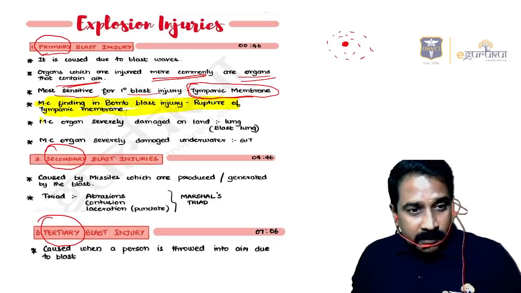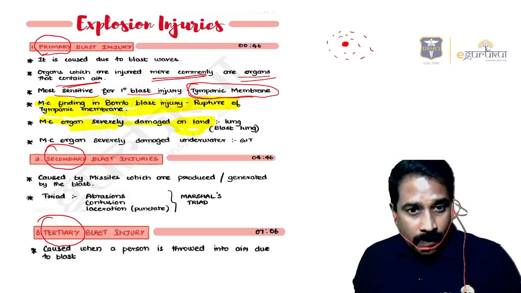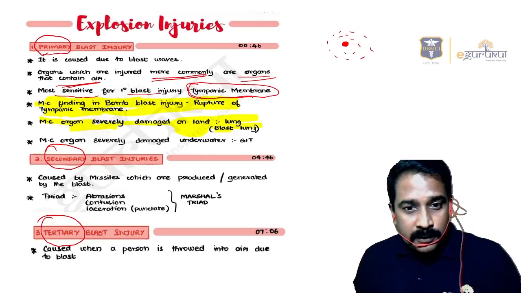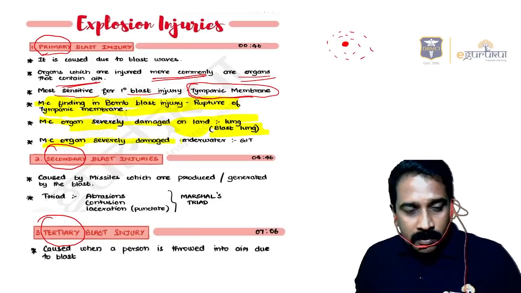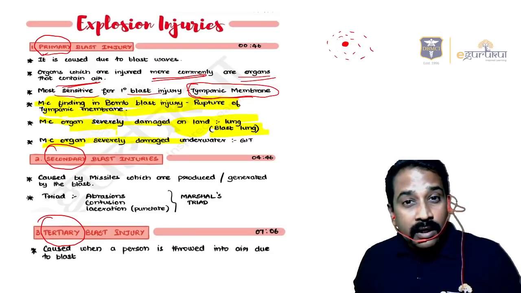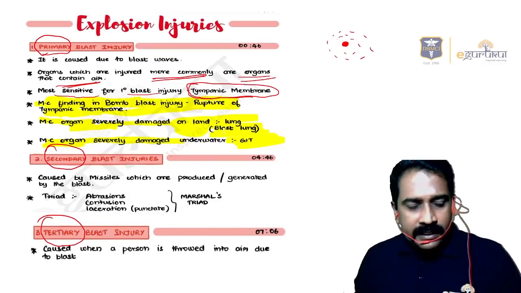Next, again a repeated question. Most common organ severely damaged on land is the lung, which is specifically called blast lung. Okay. In water, the most common organ involved underwater in a blast injury is the GIT. So on land it is lung, in water it is GIT.